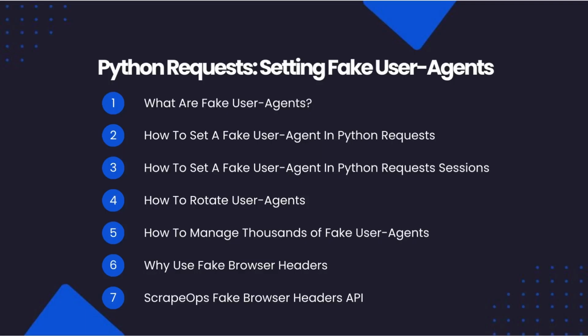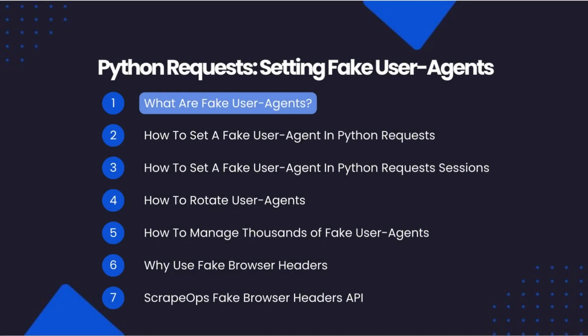Here's a look at what we will be going over in today's tutorial. What are fake user agents? How to set fake user agents in Python requests and Python requests sessions. How to rotate user agents. How to manage thousands of fake user agents, and then why you might want to use fake browser headers, and how to use ScrapeOps Fake Browser Headers API. First, let's quickly go over some of the very basics.